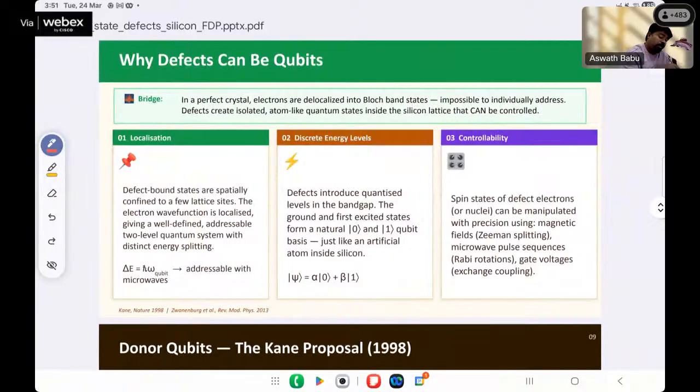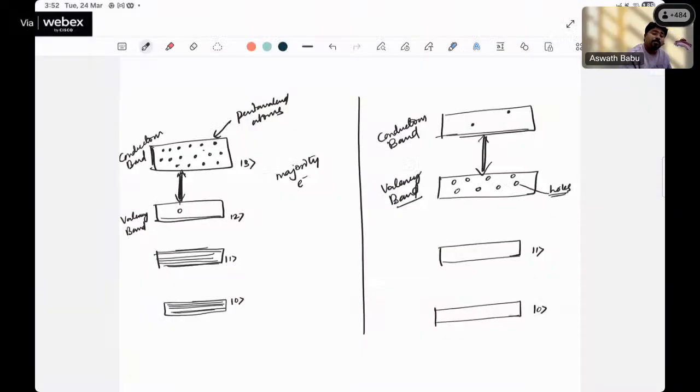So now having this band structure, we can start understanding. Okay. Through the doping, in a way it is called a defect, we can create a quantum qubit. Okay. Right. So how it can be created is we can introduce quantized levels in the band gap. The ground state and the first excited states form natural 0 and 1 qubit basis, just like an artificial atom inside a silicon. Okay. So like I said, you can pick the band structures here. Within that band structure, we can confine to two of the levels with some specific energy separation. From there itself, we can realize a qubit out of it.